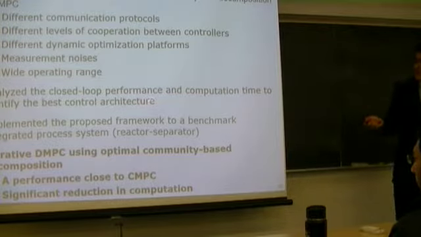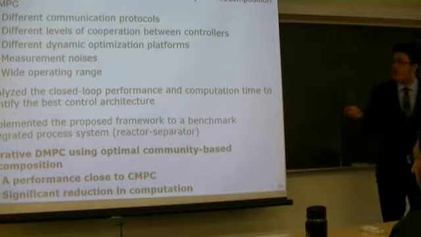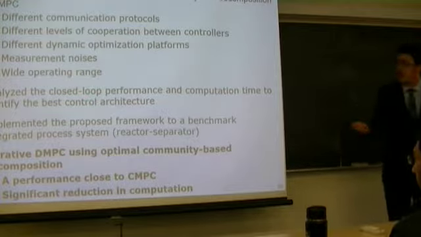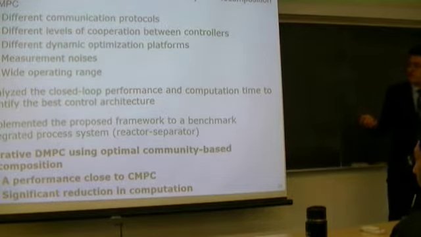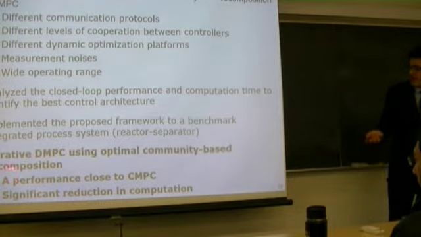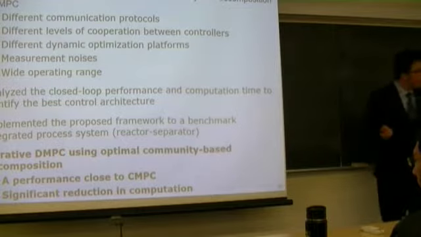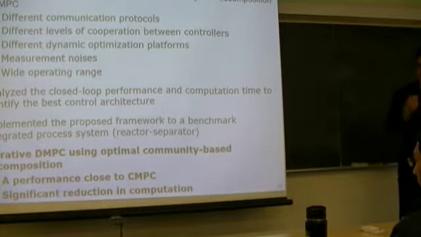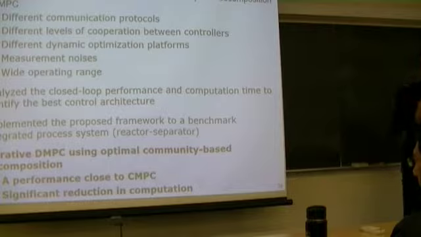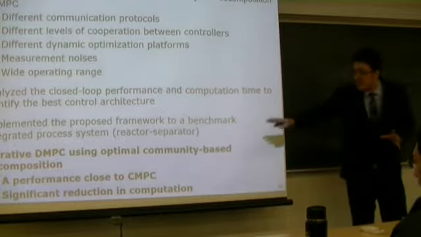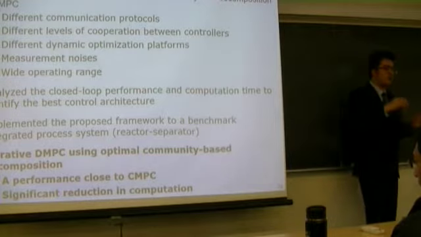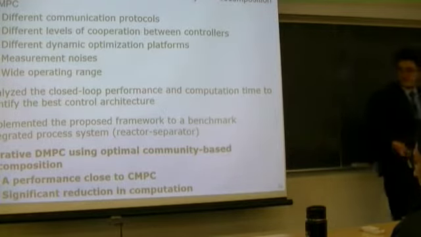We analyze the closed loop performance and the computational time to identify the best control architecture, and we implement the proposed framework on a benchmark integrated process system, which was a reactor separator case. We identified that iterative DMPC using optimal community-based decomposition is the best distributed control architecture, which has performance very close to the centralized model predictive control, but it could significantly reduce the computational time, on the order of 10 or even 20.